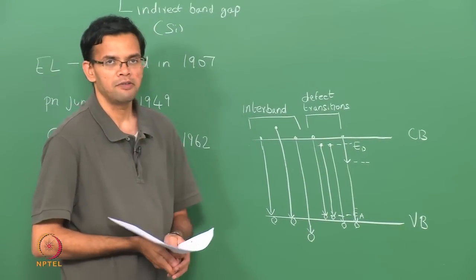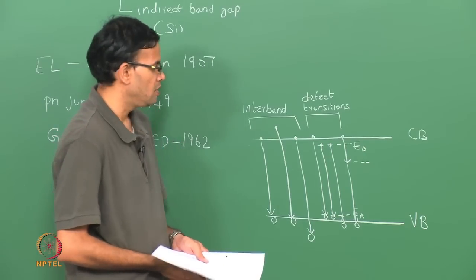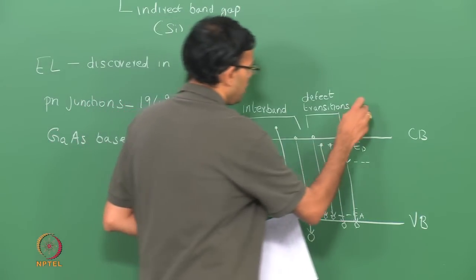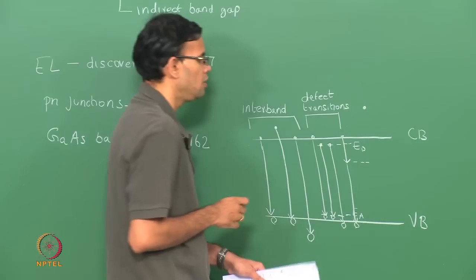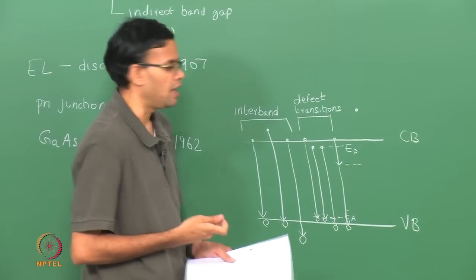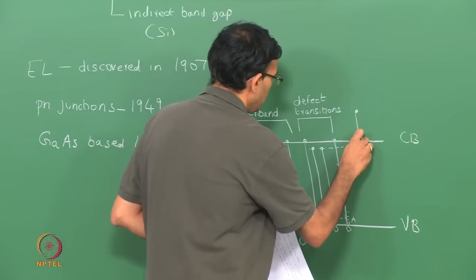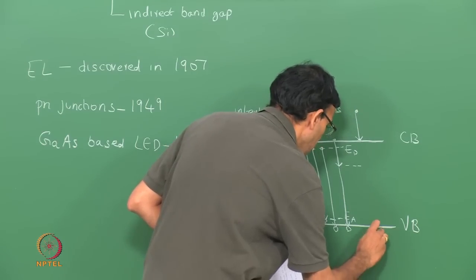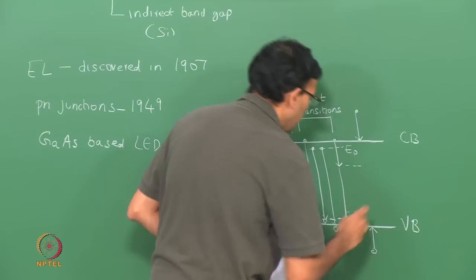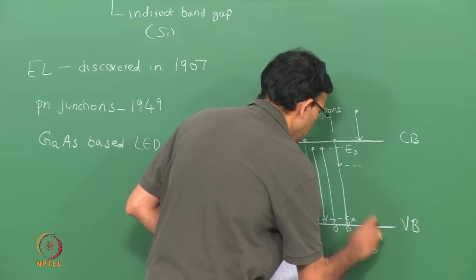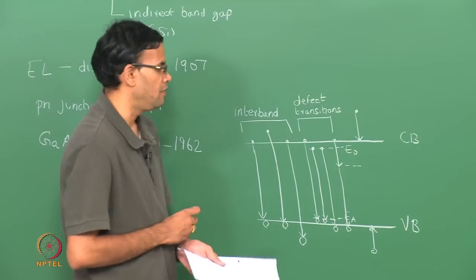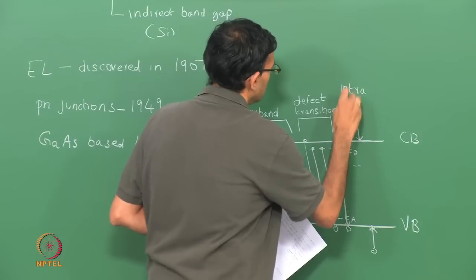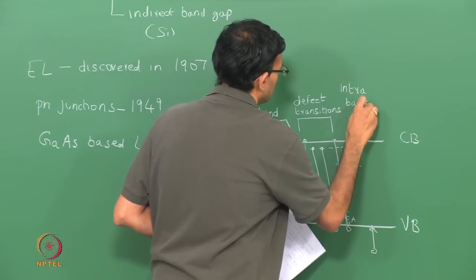You could also have transitions within the band. These are called intra-band transitions. In this particular case, you can have an electron within the bulk of the conduction band go to the edge of the conduction band. Similarly, you can have a hole in the bulk of the valence band which goes to the edge of the valence band. So these are intra-band transitions.